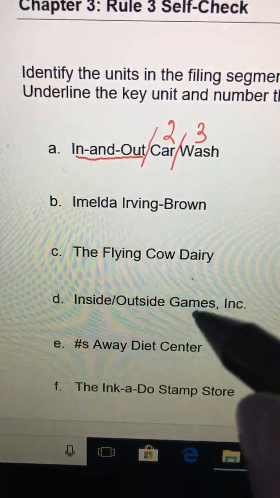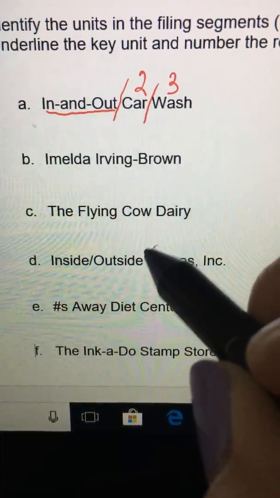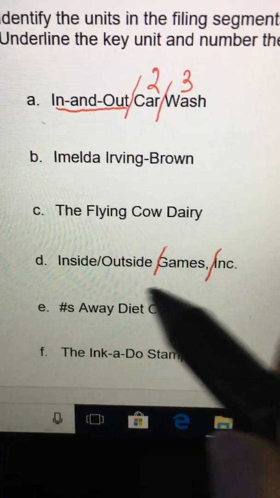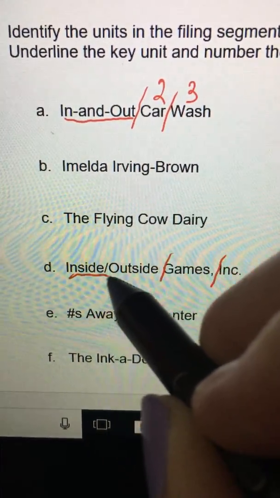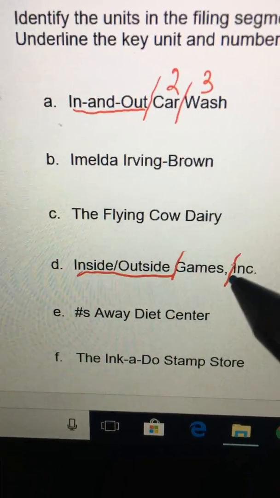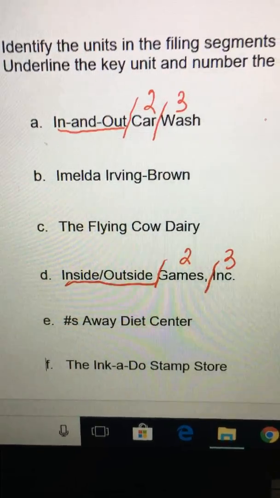Okay. And then if you look down at D, inside, outside, games, Inc., I've got 3 units because of where spaces are. Inside, outside, you're ignoring that slash and closing up the space. That becomes your key unit. Games is 2, Inc. is 3.